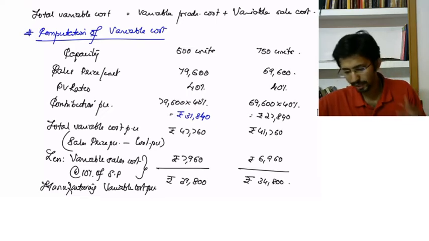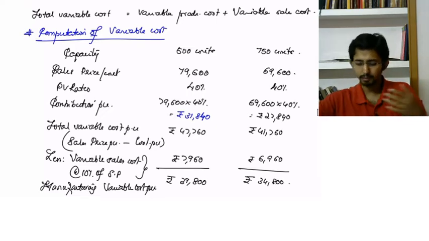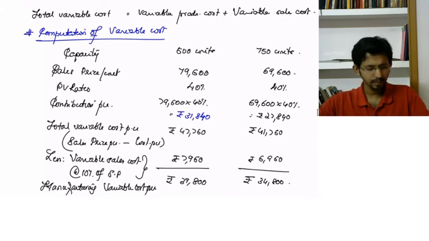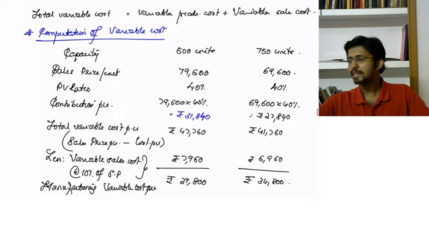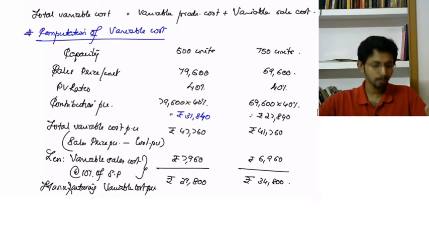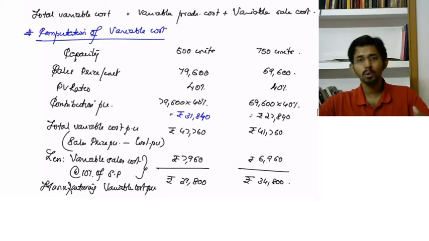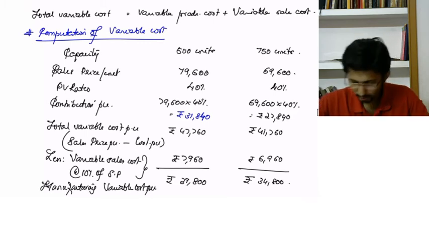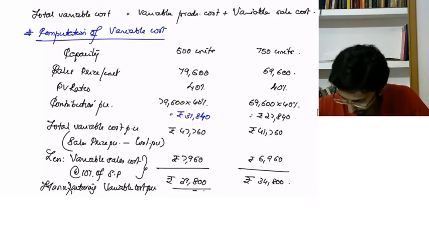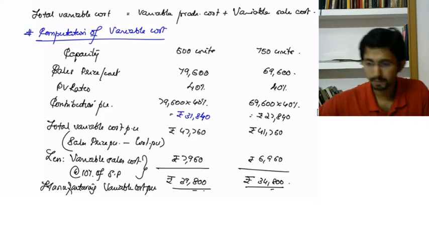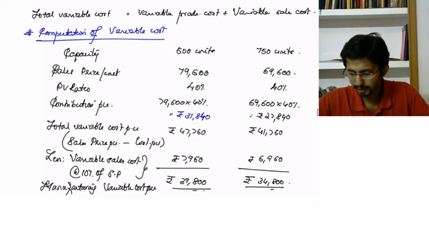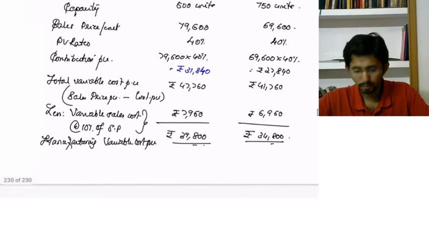Tell me friends, the variable cost is also different in both the cases. Can you expect such a situation? Yes, obviously, because when the capacity changes, the production process may change and there could be some changes in the activities contributing to the variable cost. So naturally, the variable cost may also change. So here the variable manufacturing cost has also changed. Here it is 39,800, here it is 34,800.